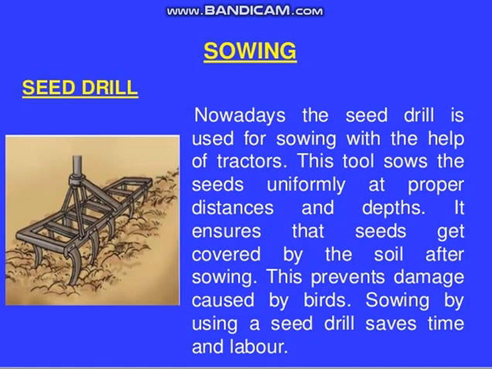And the third one is transplantation. Seeds of rice and some other plants cannot be sown directly into the field. Their seeds are first grown in a nursery till the seedling stage. Healthy seedlings are then selected from the nursery beds and transplanted to the field by hand.